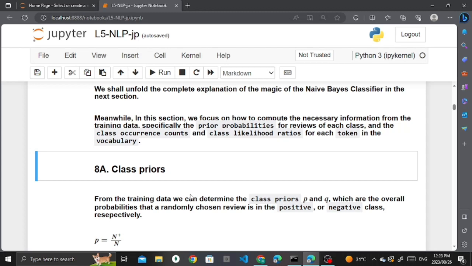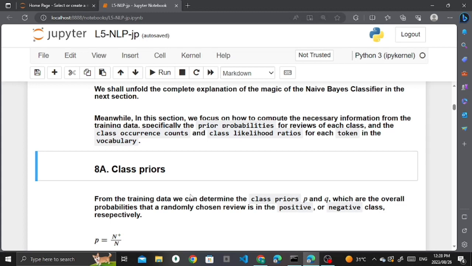It turns out that this is all the information we need to build a model capable of predicting fairly accurately how any given review will be classified given its text. In this section we will focus on how to compute the necessary information from the training dataset, specifically the prior probabilities for reviews of each class, and the class occurrence counts and class likelihood ratios for each token in the vocabulary. So let's have a look at class priors.